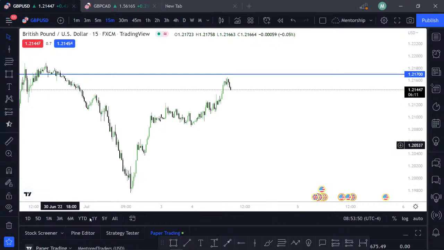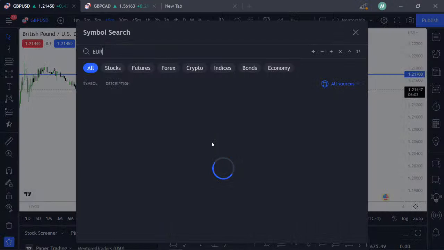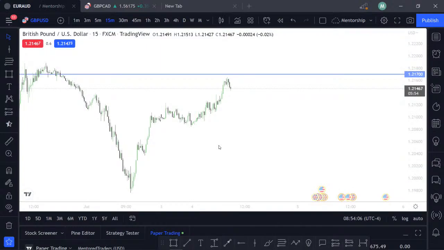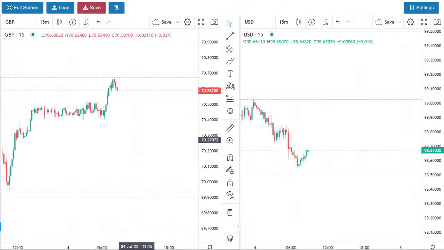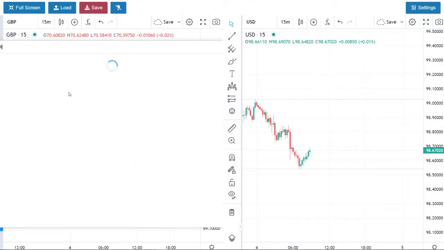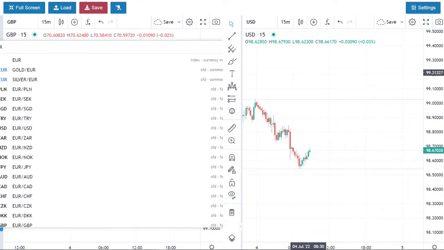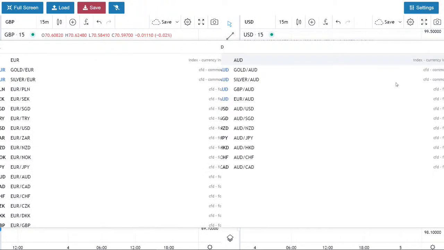USD AUD, that is AUD USD. So euro Aussie, let's look at the euro AUD. Let's have a look at the euro AUD. Euro Aussie.